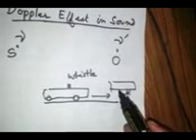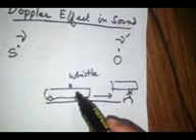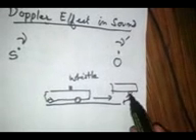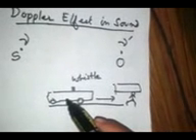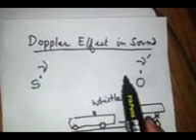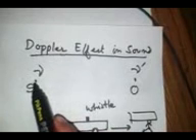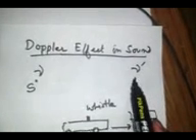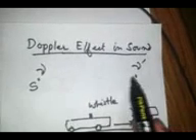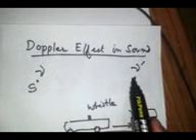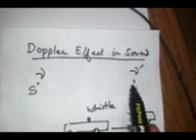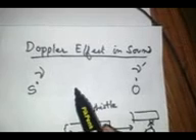So this change in the frequency of the sound is due to the motion of the source, or you may be coming closer to the source also. So there will be a change in the frequency whenever a source of the sound is approaching the observer, or the observer is coming towards the source. This change in the frequency due to the change in the position between the source and the observer is what we call the Doppler effect in sound.